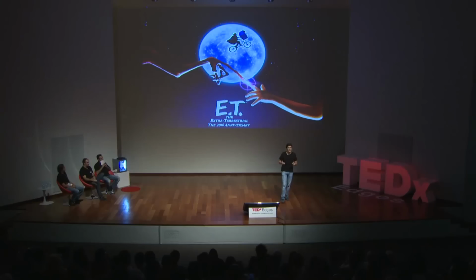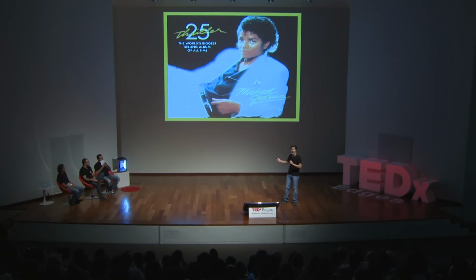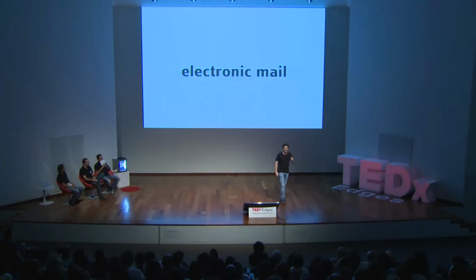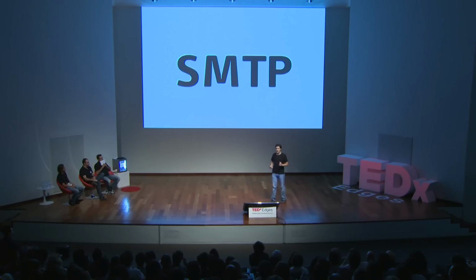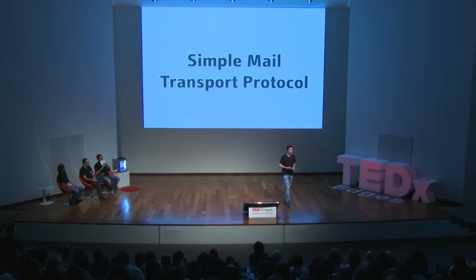To understand why we are here today talking about this topic, we need to go back to 1982, which was the year where the E.T. movie premiered. It was also the year the best-selling album ever was released. And it was also the year when the current standard for electronic email as we know it today was created. We are talking about SMTP, which stands for Simple Mail Transport Protocol.